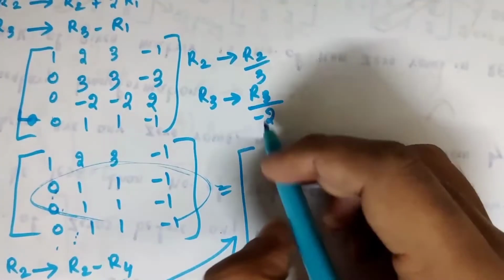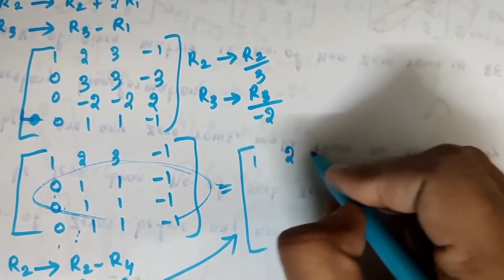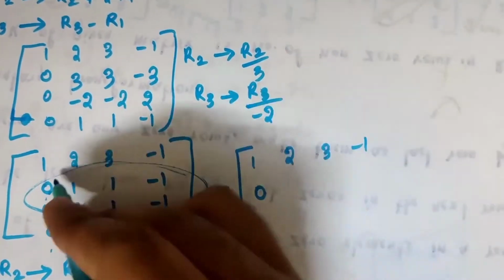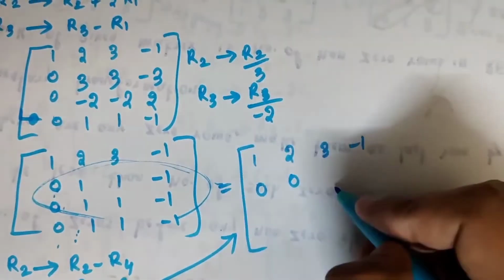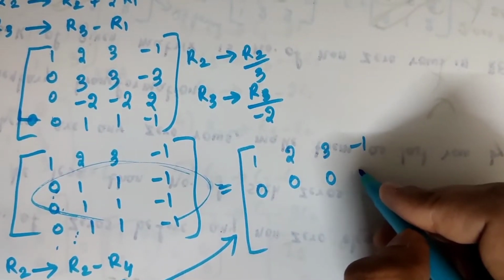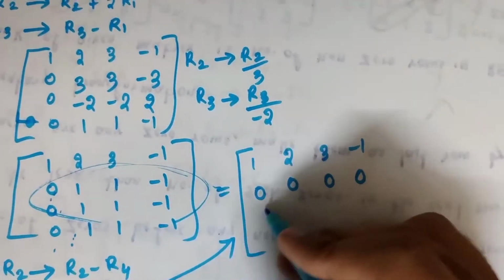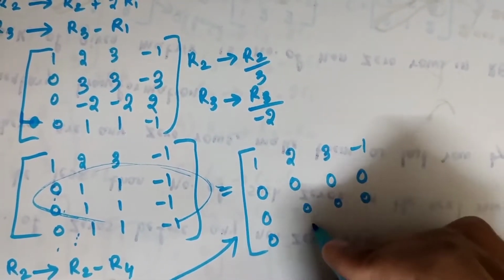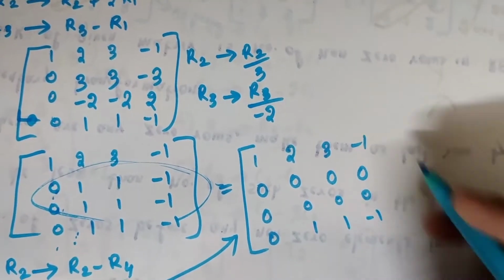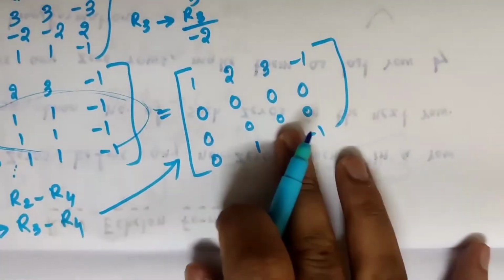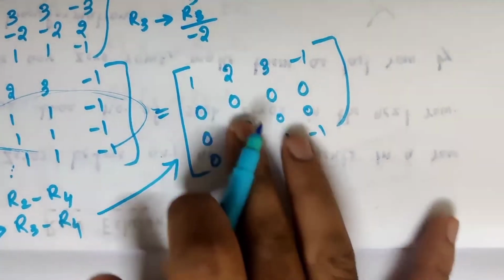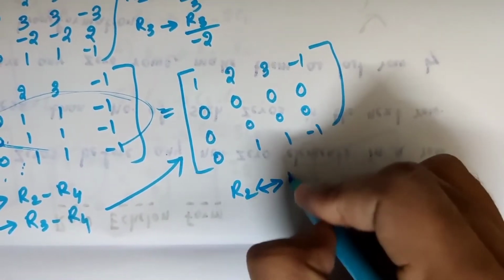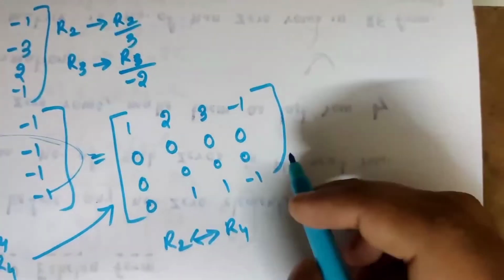It is going to be converted as 1 2 3 minus 1, R2 minus R4 in the sense 0 0 0, 0 0 0, and R3 minus R4 will also be converted like this, 0 1 1 minus 1 I have. What I will do is I will interchange these two rows, R2 interchanged with R4. This is also one of the elementary transformations.